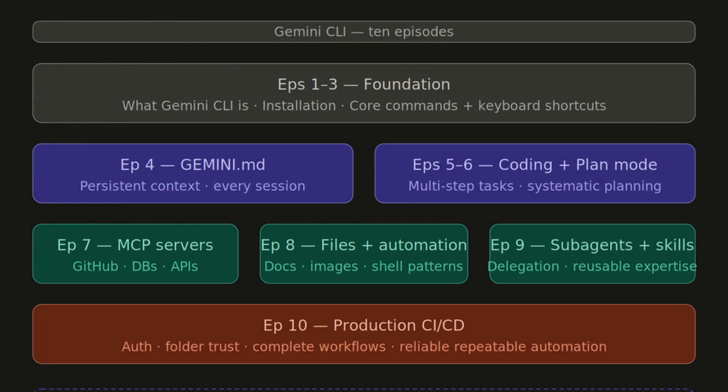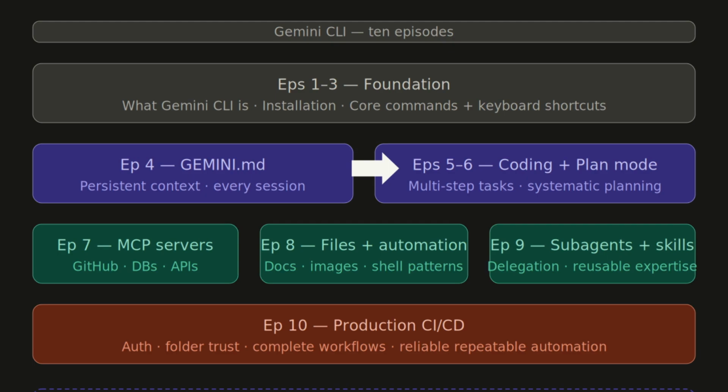Now let's close the series by putting everything together as a coherent system. Episode 1 to 3 gave you the foundation: what Gemini CLI is, how to install it, and the core commands and keyboard shortcuts that make the interactive session productive. Episode 4 gave you Gemini.md, persistent context that follows every session, interactive and headless, so Gemini always knows your project.